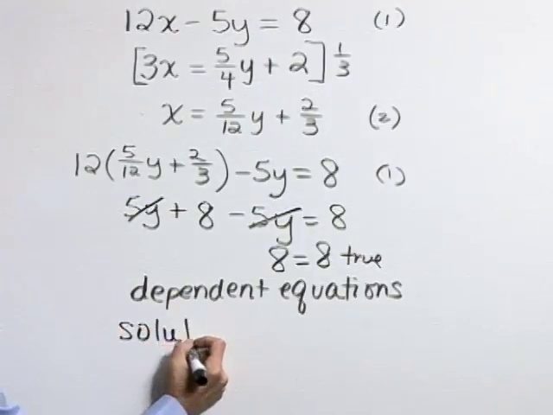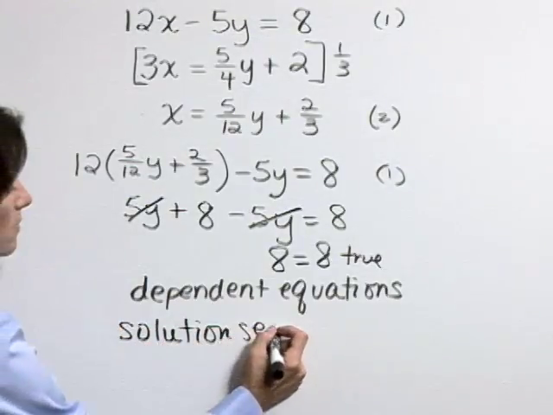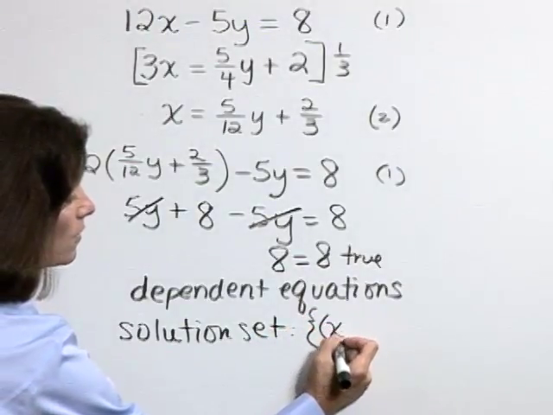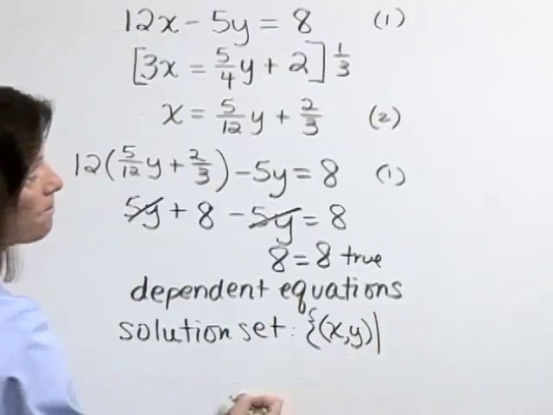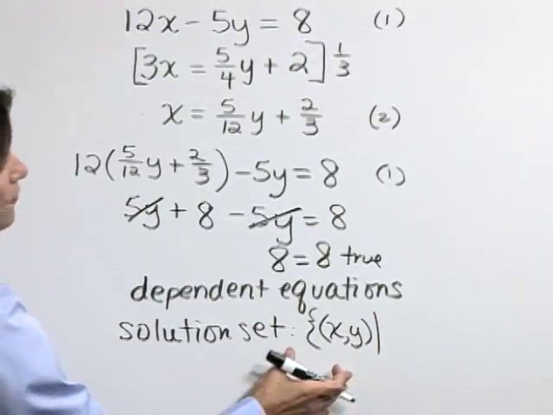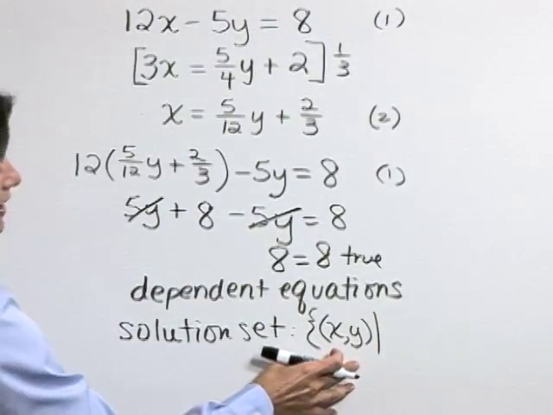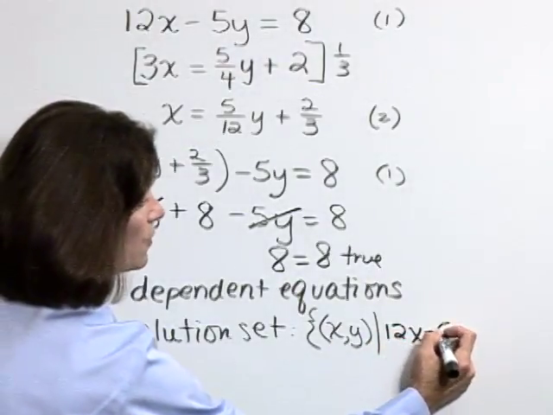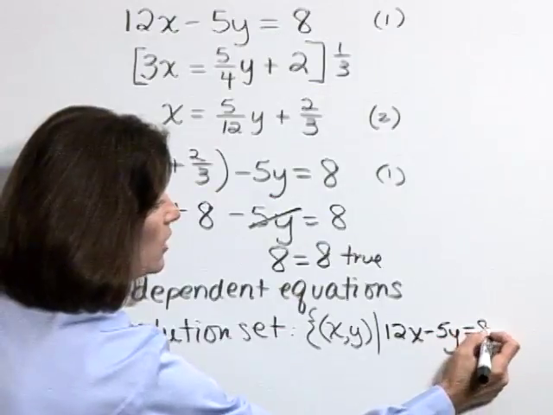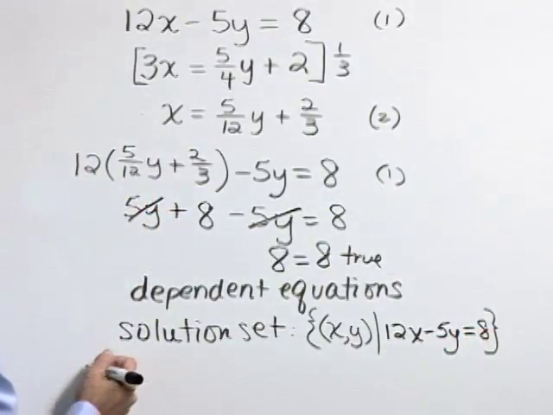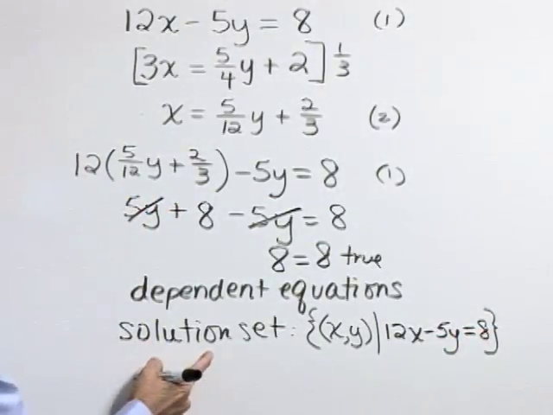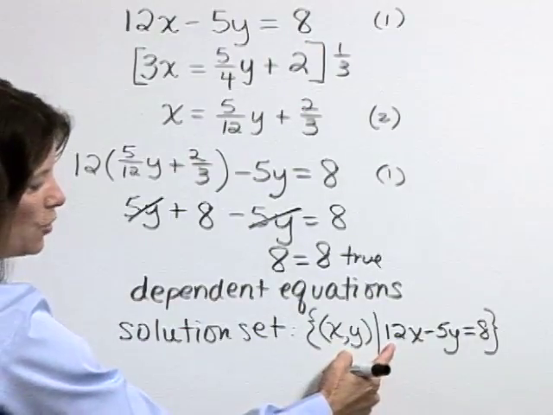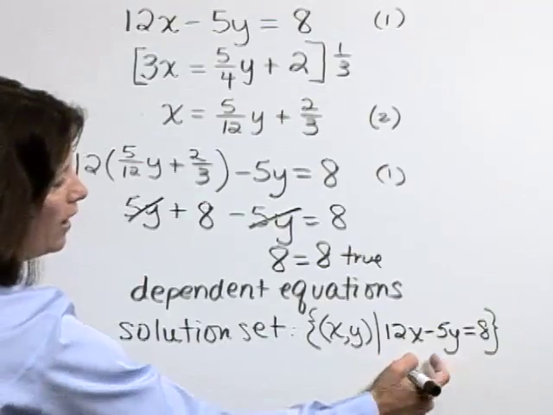The solution set then consists of all points x, y that take the form of, we can write either of our lines. I'm going to write that first form, 12x minus 5y is equal to 8. So we have dependent equations and a solution set, all x, y, such that they satisfy the equation 12x minus 5y is equal to 8.